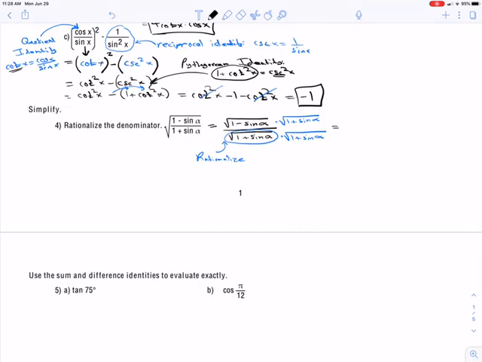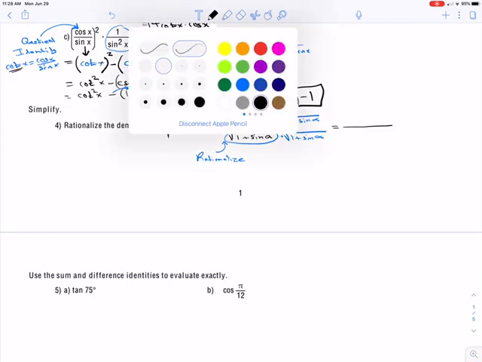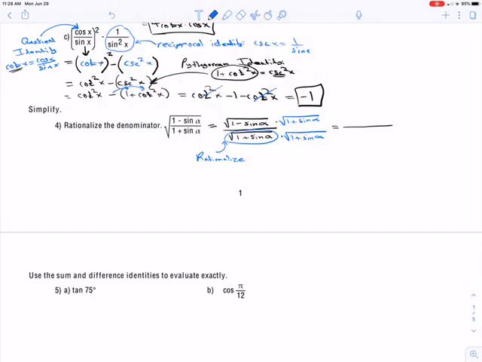But now, if you look at our denominator, as we multiply these together, what's the square root of 1 plus sine alpha times the square root of 1 plus sine alpha? It's 1 plus sine alpha. We created the square, which eliminates the square root. So I'm going to write that down.